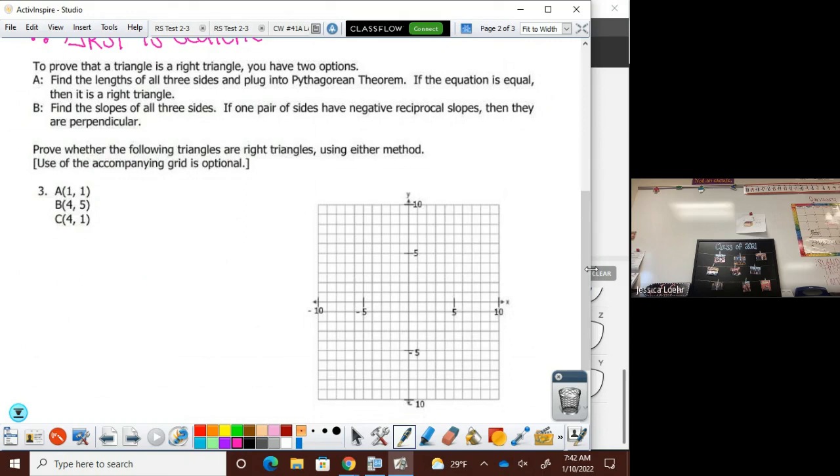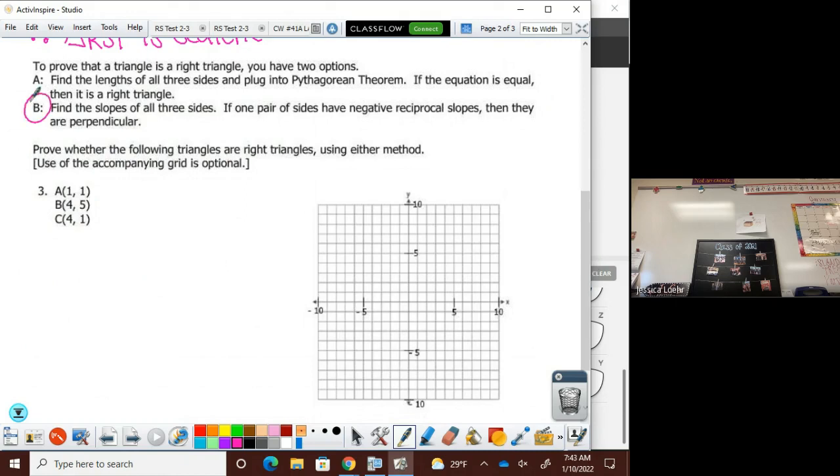You can find the lengths of all three sides and then plug it into the Pythagorean theorem, and then if the equation is equal, it's a right triangle. I think that's a little bit tedious to do, especially because finding the lengths of the sides, I just think the distance formula is annoying. I try to avoid using the distance formula if possible. The second option is to find the slopes of all three of the sides, and if one pair of sides have negative reciprocal slopes, that means they're perpendicular, which means it forms a right angle. So we're going to use the slope method for this problem. And if you like the other way, I'll show you on number 4, we'll use the other way, okay?